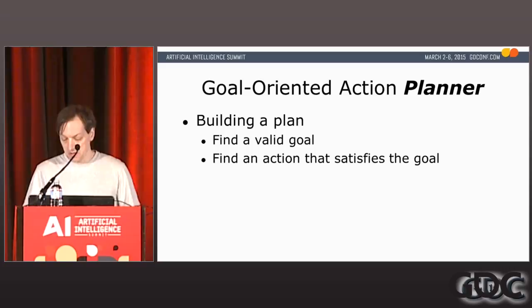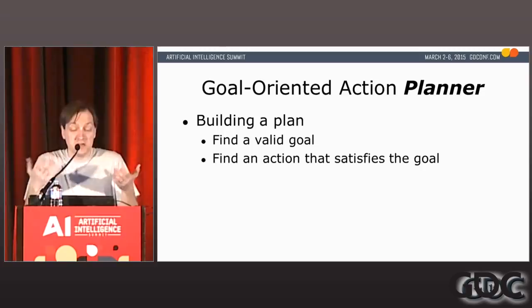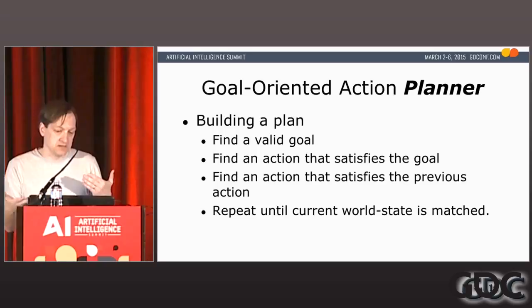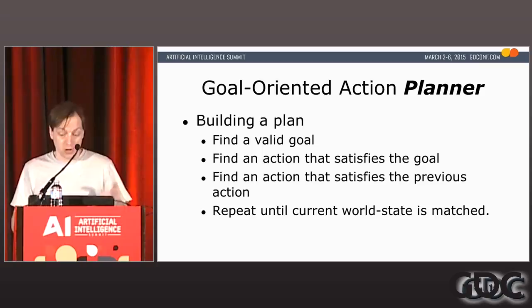Often that action is going to require some more world state. Sometimes the goal may require more world state. The action may satisfy one variable, but the goal may say, no, I need three of these variables satisfied. So we find more actions that satisfy the previous action or that goal. And we keep repeating until all the world state variables are either satisfied by previous actions or satisfied by the current world state. We say the current world state's matched.